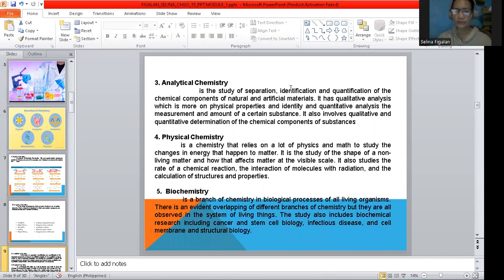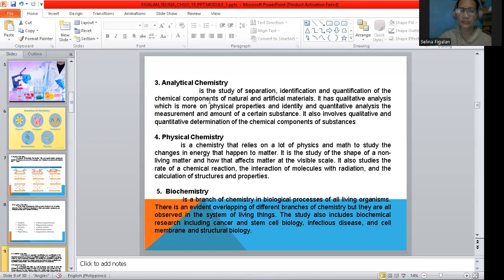Analytical chemistry, when you say analytical chemistry, it is a study of separation, identification, and quantification of the chemical components of natural and artificial materials. So the artificial materials kasi, ito yung mga content na nade-develop ng mga chemists. So it is either quantitative or qualitative. What's the difference between quantitative and qualitative? If you recall with your previous lesson during your senior high, when you say qualitative, it is about the quality without the presence of numerical data, at yun ang difference with your quantitative.